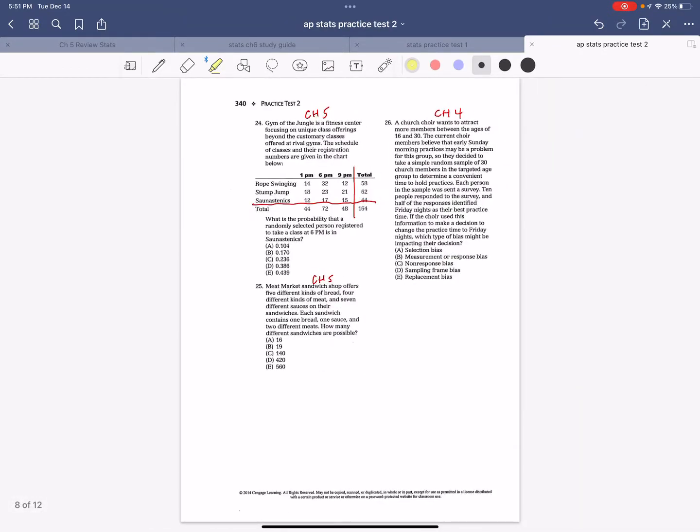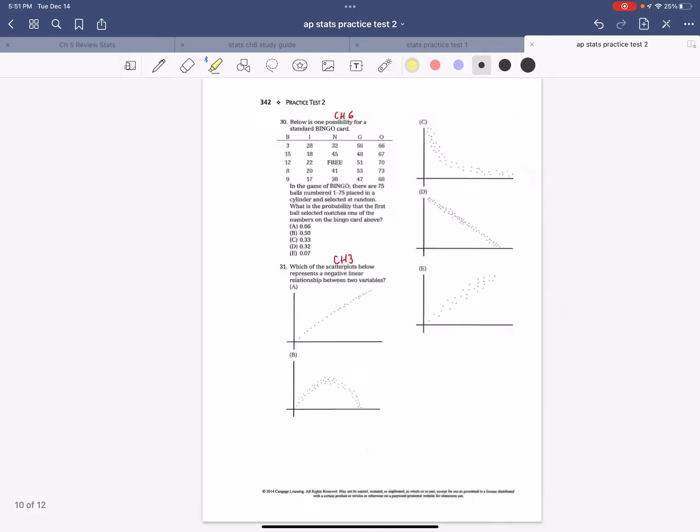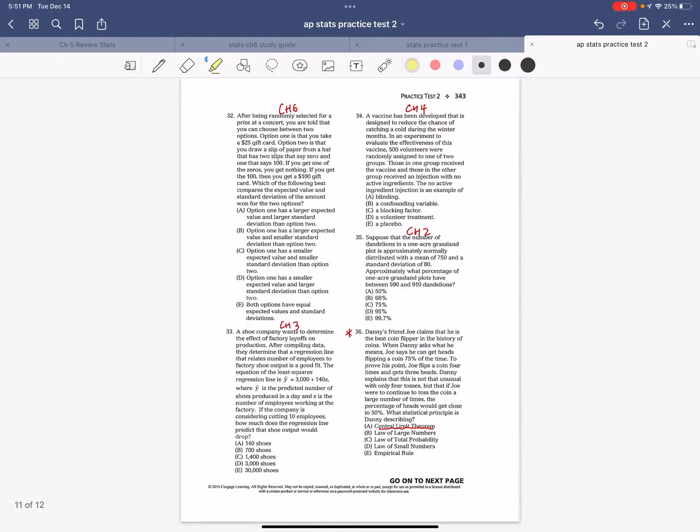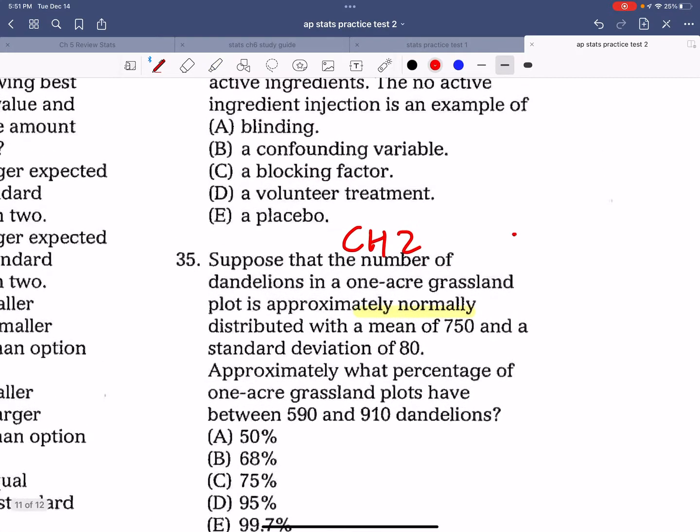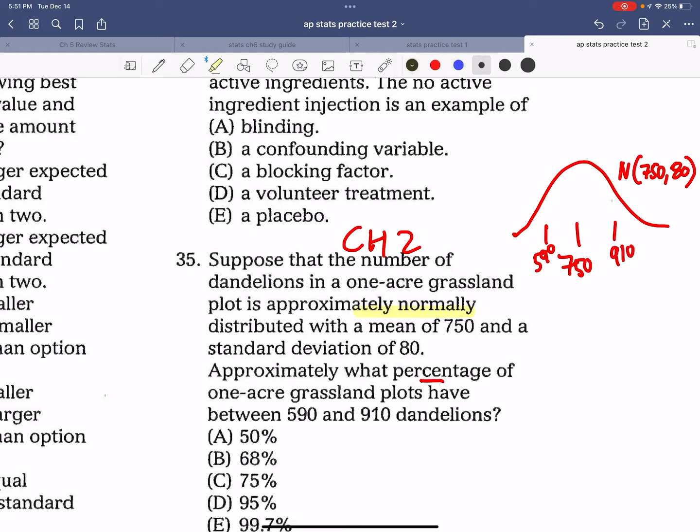Okay, chapter 3, still looking for chapter 2. Here's another chapter 2. Suppose the number of dandelions in 1 acre of grass is approximately normal, with a mean of 750 and a standard deviation of 80. Approximately what percentage, that's just asking the area under the curve, is between 590 and 910? Most of us did this in class. They're asking for the area under the curve between.